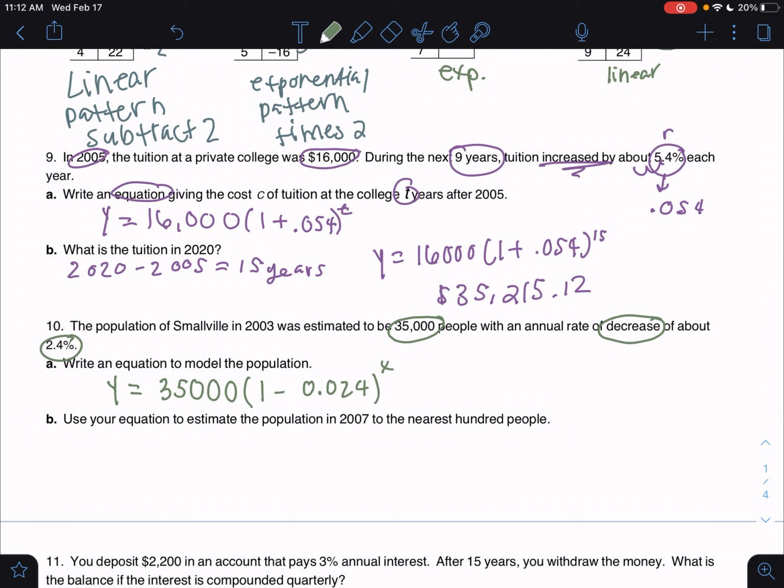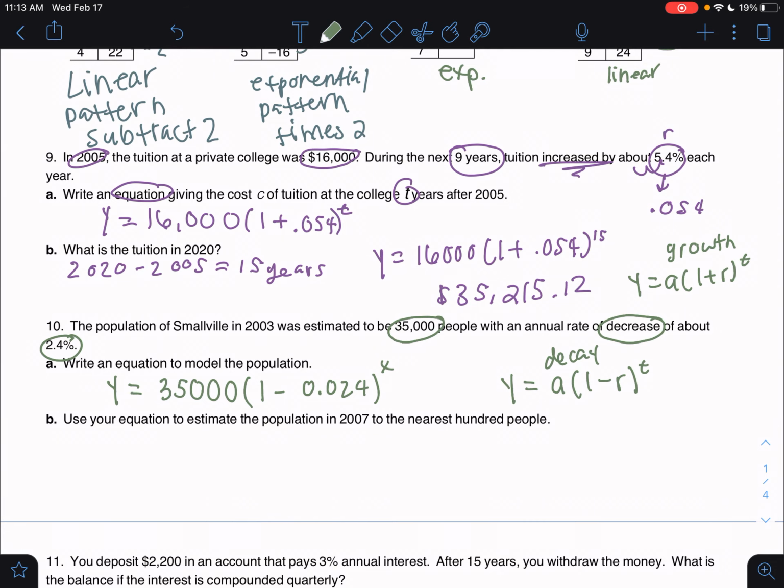So these formulas you're going to have to memorize. This is our decay one, and the one in number 9 is going to be growth. This came from, I'll go ahead and write it out here. That's our decay one. And this is our growth. So those ones you're going to have to memorize.